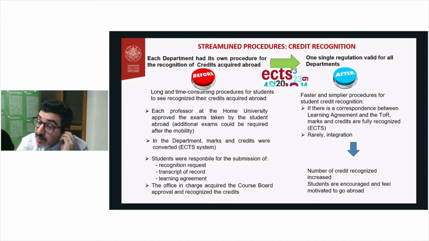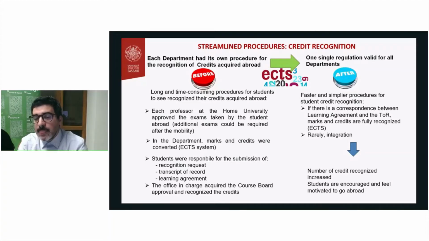For example, each professor who was responsible for the mobility approved the exams taken by the students abroad, often without taking into account that the study program approved at the very beginning of the mobility period had to be fully recognized. So it was very common for the professors to ask for additional exams to be taken by the students once they were back from the mobility, and it took longer, clearly, for students to have their marks and credits awarded.